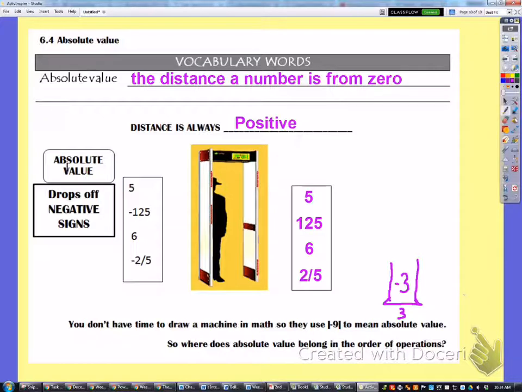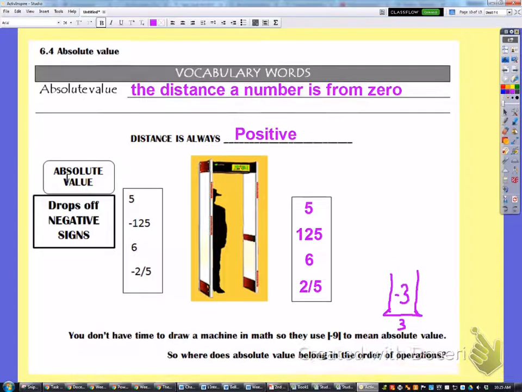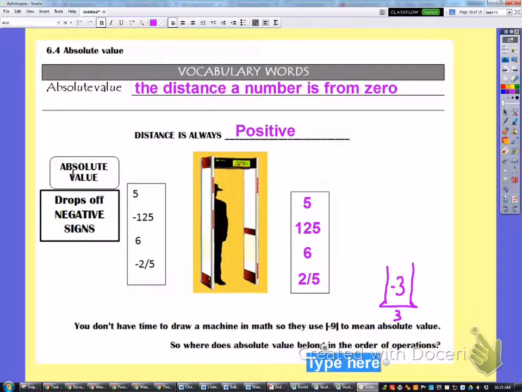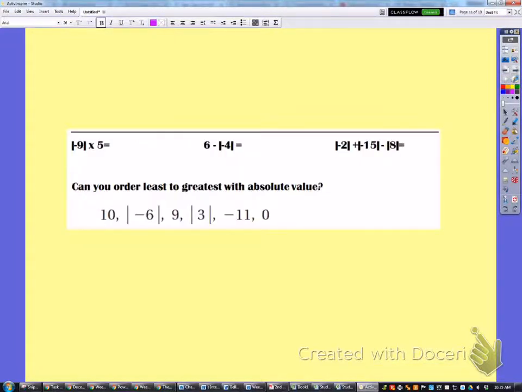Where does absolute value belong in the order of operations? You know, giant elephants marching down a street, or grouping, exponents, multiplication, division, and addition and subtraction. Absolute value is first. It is the very first thing you do before you do anything else. You rewrite the problem without the absolute values. So you first need to identify the absolute values and figure those out, okay? It's like a grouping. It belongs in the grouping category.